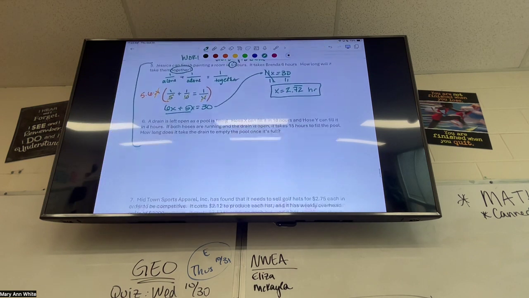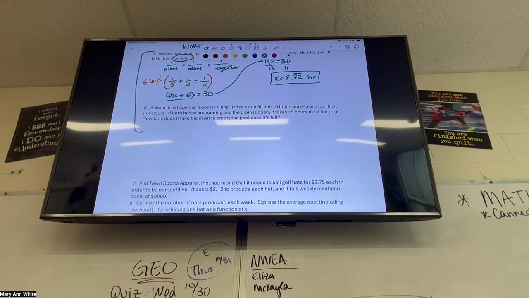It's the same idea. There's just an extra added component. A drain is left open as the pool is filling. Hose X can fill it in 10 hours and hose Y can fill it in 4 hours. If both hoses are running and the drain is open, it takes 15 hours to fill the pool. How long does it take for the drain to empty the pool once it's full?